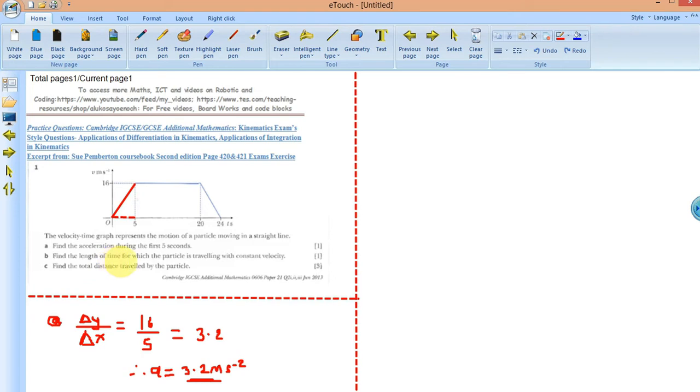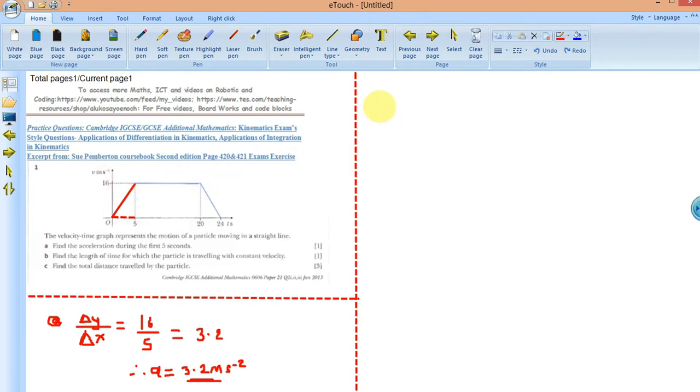Find the length of time for which the particle is traveling with constant velocity. So now guys, velocity is constant. We can have maximum, minimum, or constant velocity when the acceleration equals 0. That is the change in y over change in x. Better still, you can just write it as dv over dt because this is actually a velocity time graph. From mathematical concepts, if you are doing physics, you can also do change in v, it is the same thing.